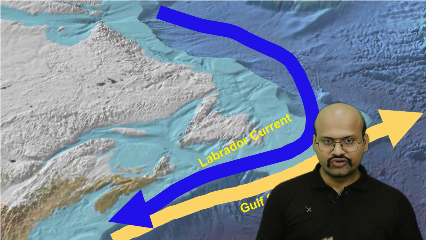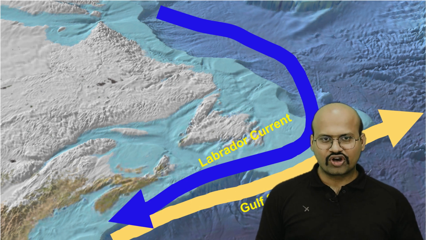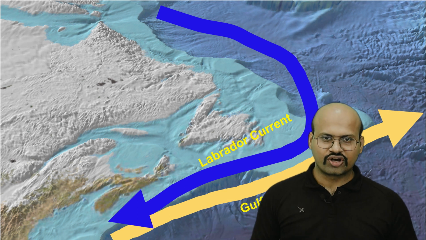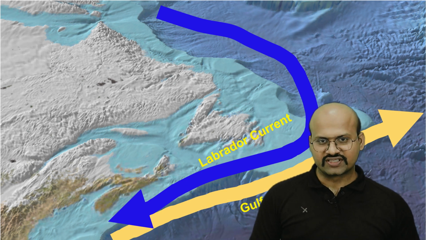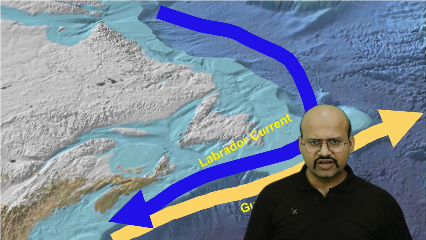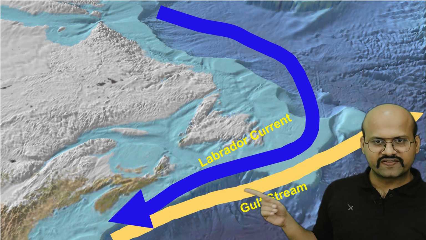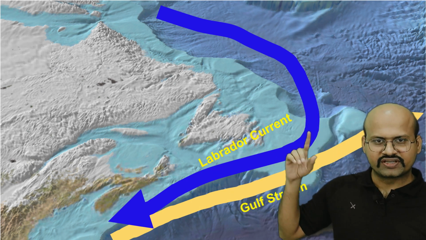Phytoplankton are food for zooplankton, and then a zooplankton boom occurs. And now because there is an abundant supply of zooplankton, a lot of fish live here because there is an abundant supply of food in this region. Here we can see how the Gulf Stream and Labrador Current meet in this region.